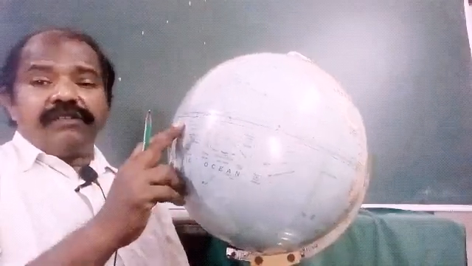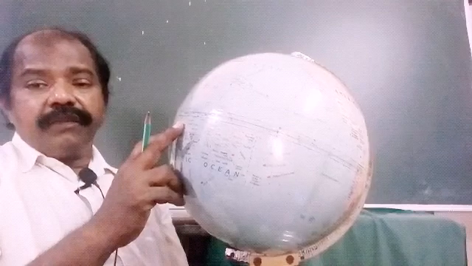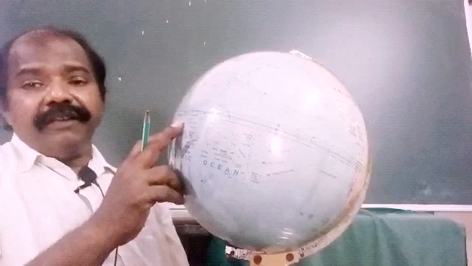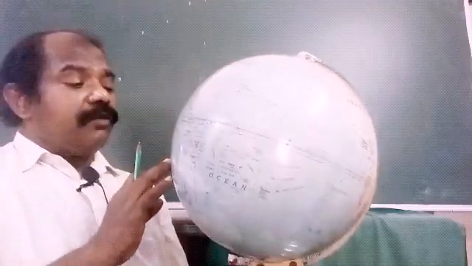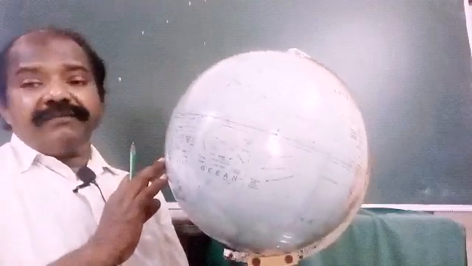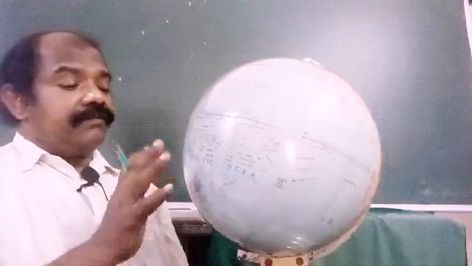This blue color shows water. That means oceans on the earth. Blue color shows water bodies, oceans and seas on the earth.